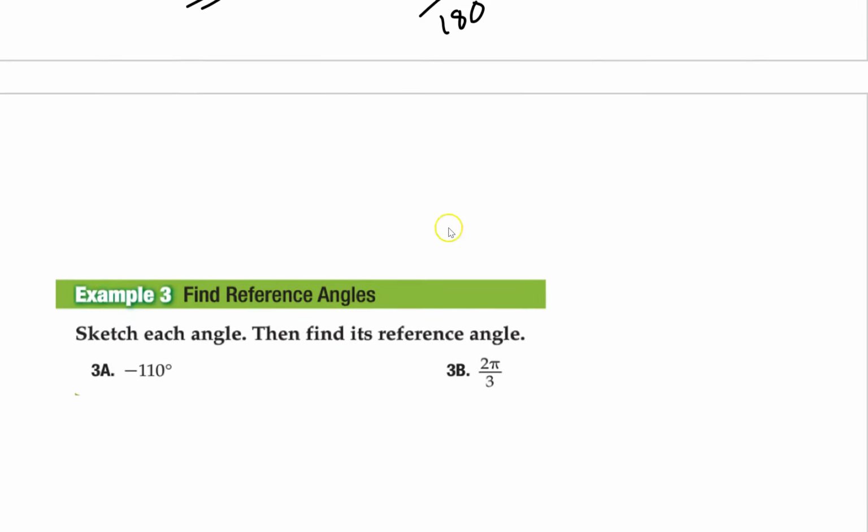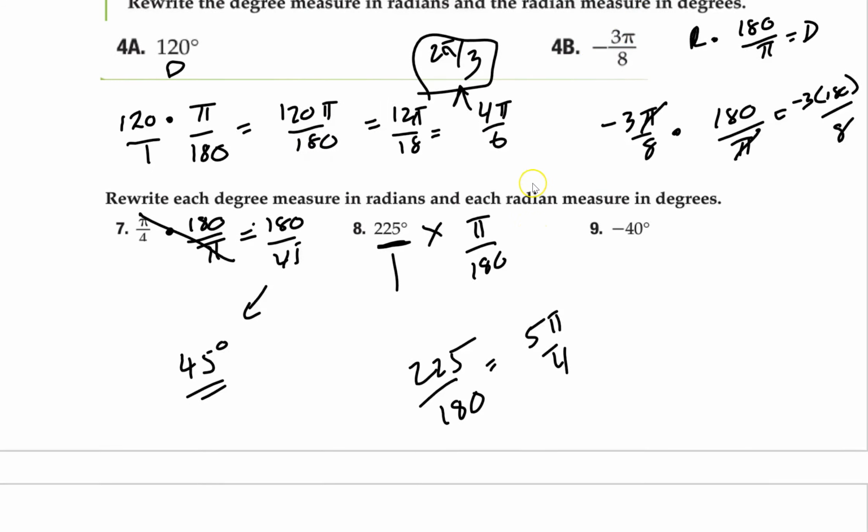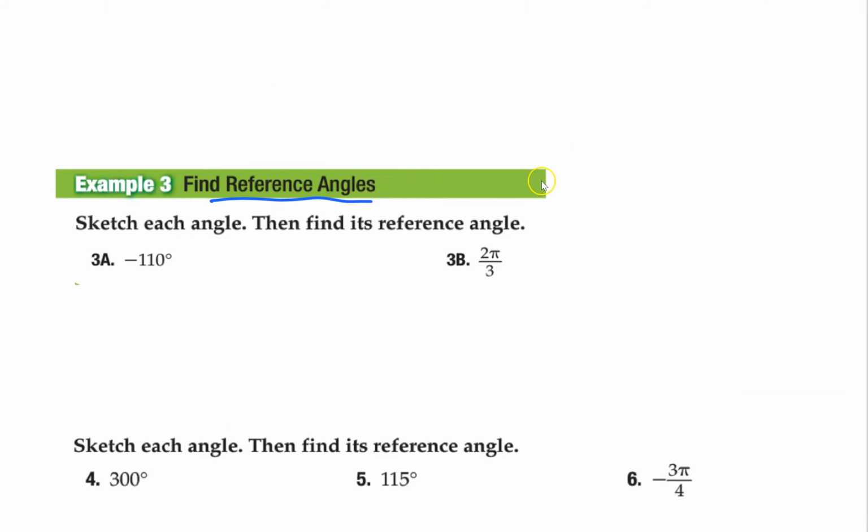Next thing though, let's talk about something that's really important. Reference angles. Now the truth is, you need to know how to convert from one to the other because it's helpful, but you're not going to do it a lot. I'm going to want you to just know how to graph and do stuff with radians. So the first step to that is understand what a reference angle is.